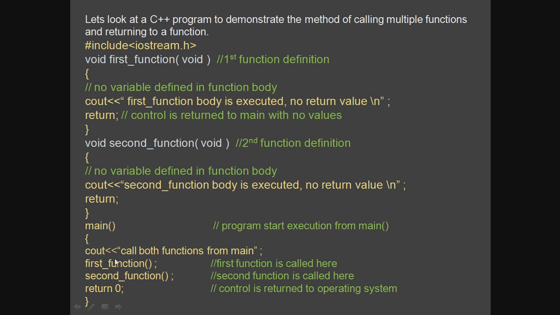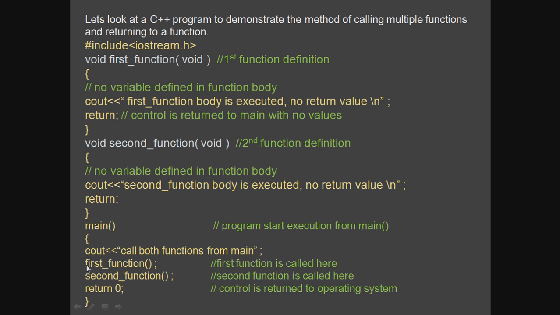So right after this cout statement, okay, once the program gets run, it will first call this function. That is, this is the first calling function, that is first underscore function. So that is denoted by this parenthesis and ended by a semicolon. So the first function will be called here, clear. So the compiler will temporarily leave the main function, okay, and then it will call this function, okay, and then it will execute this function body. So this is the calling function.